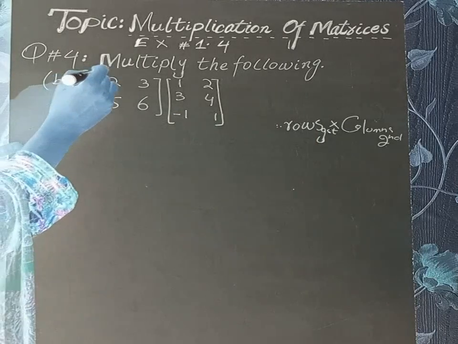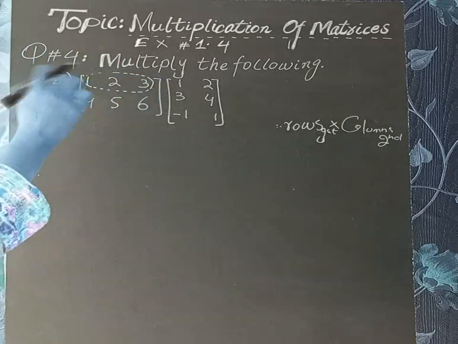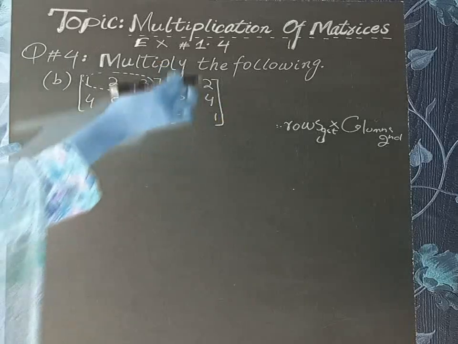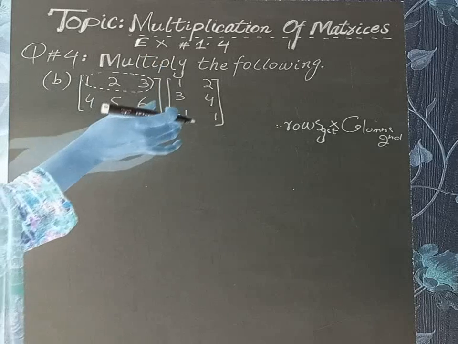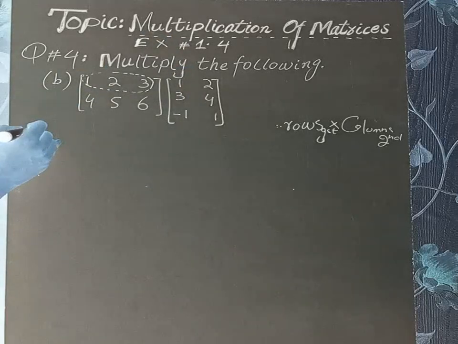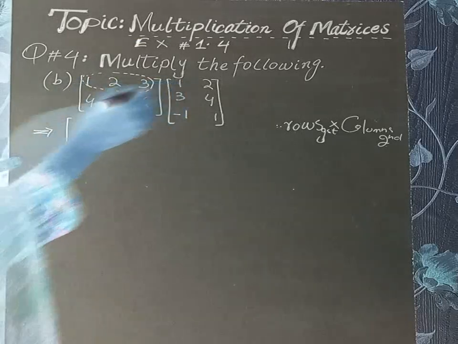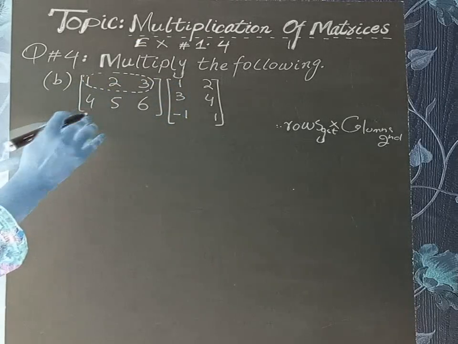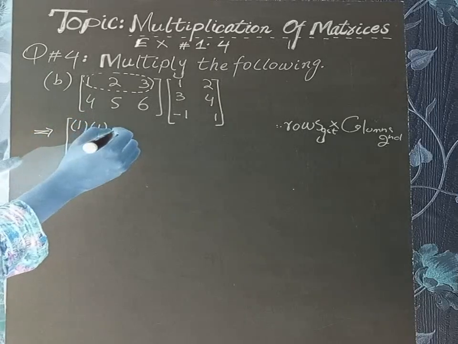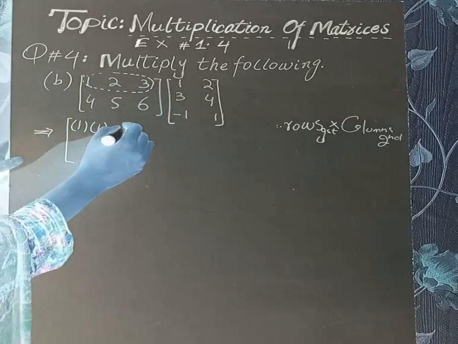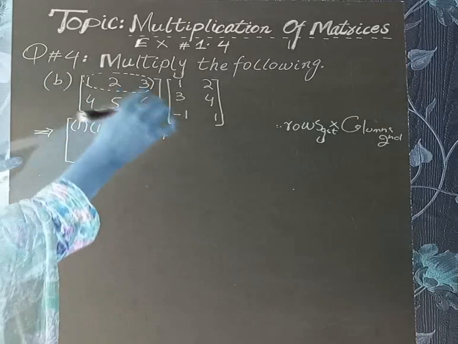First row is 1, 2, 3. Second matrix has two columns. So this row will be multiplied by both the columns, first column and second column. One into 1 plus 2 into 3 plus 2 into minus 1.